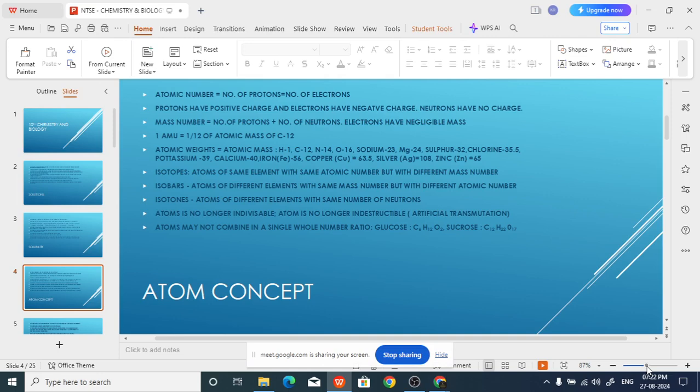Atoms may not combine in a single whole number ratio. For example, glucose is C6H12O6, or is it O2? I don't know. And sucrose is C12H22O11. So that's it. So can anybody read this?